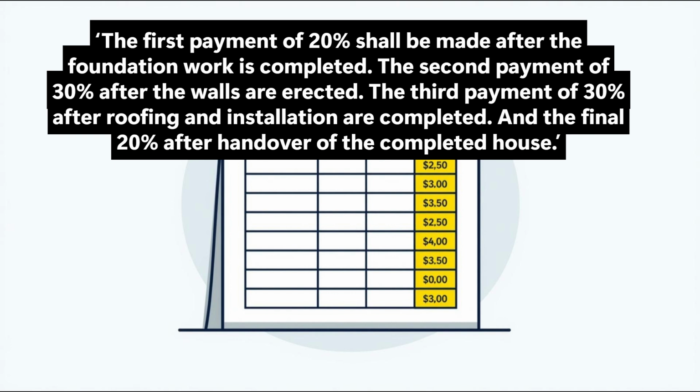The first payment of 20% shall be made after the foundation work is completed. The second payment of 30% after the walls are erected. The third payment of 30% after roofing and installation are completed. And the final 20% after handover of the completed house. See how simple that is? Both parties know exactly when money will be released. This removes arguments and ensures progress is tied to actual results.